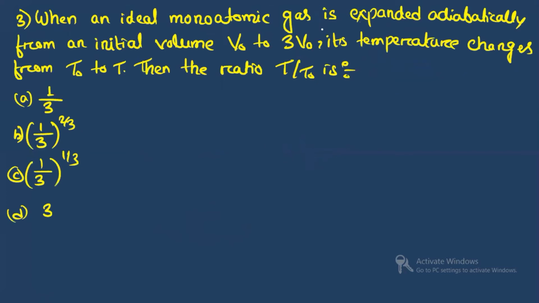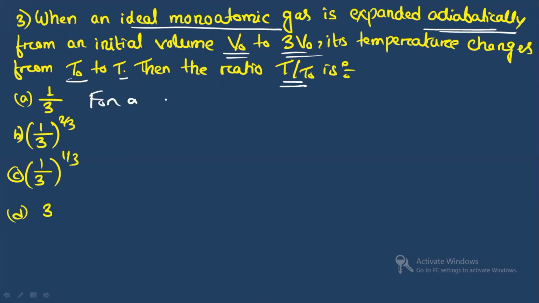Now let's see the next question. When an ideal monatomic gas is expanded adiabatically from an initial volume V0 to 3V0, its temperature changes from T0 to T. So find the ratio of T by T0. Ideal monatomic gas is there, it is expanded adiabatically, initial volume is V0, final is 3V0, temperature is changing from T0 to T. You have to take the ratio of T by T0. So adiabatic process it is said, and we already know there is an equation for adiabatic process. What do you know?